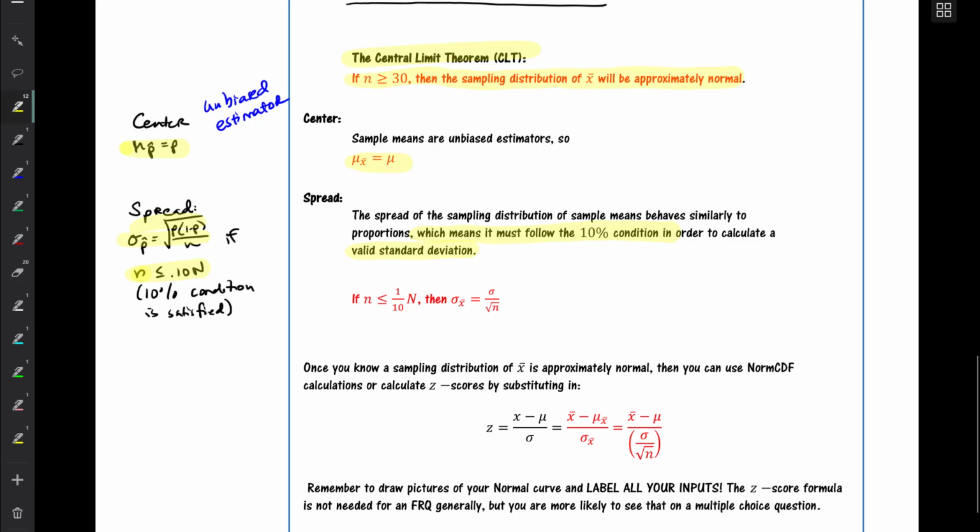Thus, if your 10% condition is satisfied, if your sample is less than 10% of your population, then we can calculate the standard deviation. And this is a much simpler formula. It's the population standard deviation divided by the square root of n. Sigma over square root n. That's your formula to calculate the standard deviation for sample means. Now, once you know a sampling distribution of x bar is approximately normal, then you can use normalcdf calculations, and that's going to be the easiest way to go.